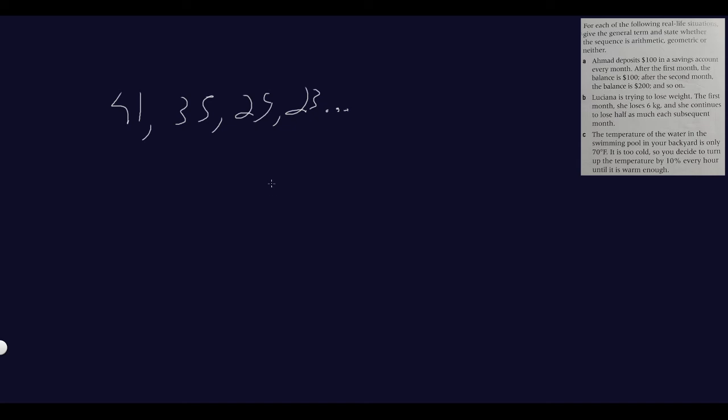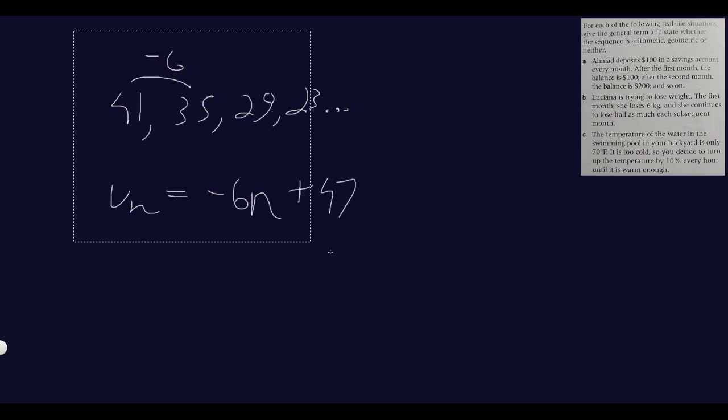So looking at it, pause the video, try it, but looking at it, immediately we can tell there's a difference. This is an arithmetic sequence. Why? Because each time we are subtracting 6. Every time we're subtracting 6. Therefore, we follow the same format that I mentioned at the beginning of the video. We take the difference, negative 6, we multiply it by the term number and add the remaining difference, which in this case would be 47. And that's your general term.